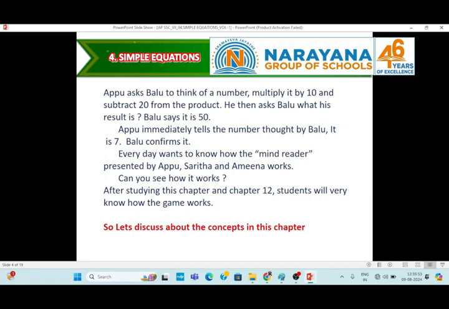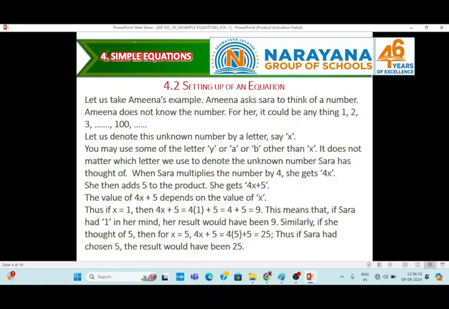Everybody wants to know how the Mind Reader presented by Apu, Sarita and Amina works. Can you see how it works? After studying this chapter and chapter 12, students will know how the game worked out. So let's discuss the concepts in this chapter. Moving on to the next subtopic, setting up of an equation.